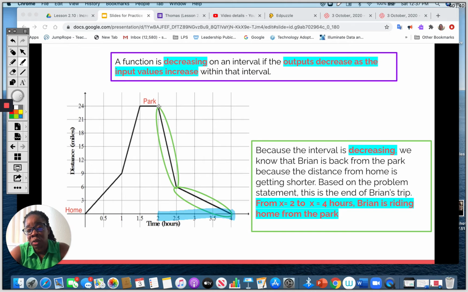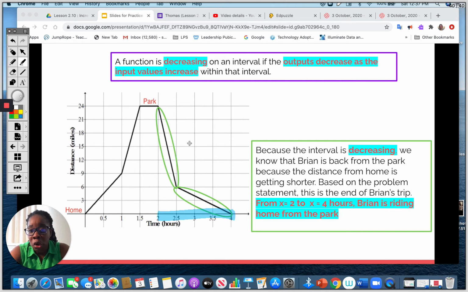We're noticing, even though the lines look a little bit different, that our output values are getting smaller. So it starts off all the way at 24 and it's getting smaller. As we come here, this is all the way down to 6 and then it goes down to 0.